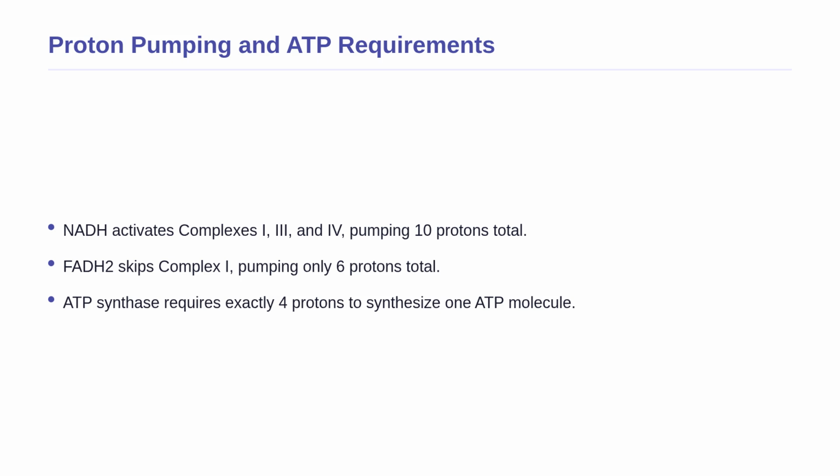However, another carrier called FADH2 enters the chain later, skipping complex 1 entirely, which results in only 6 protons being pumped. Finally, we know that the ATP synthase turbine requires exactly 4 protons to flow back through it to rotate fully and synthesize one single molecule of ATP. Keep these numbers in mind.